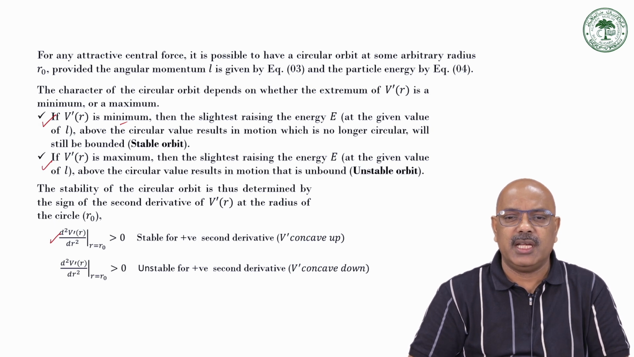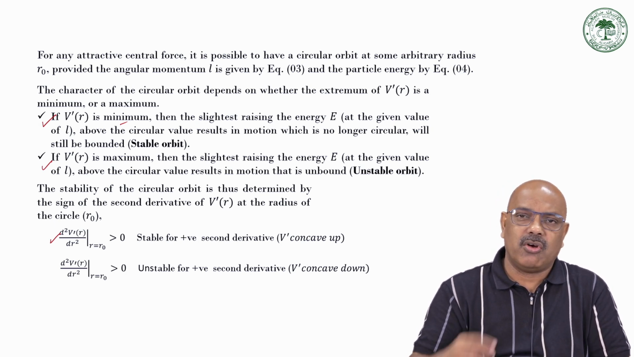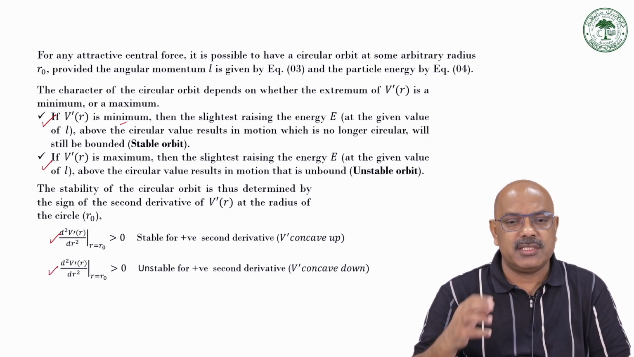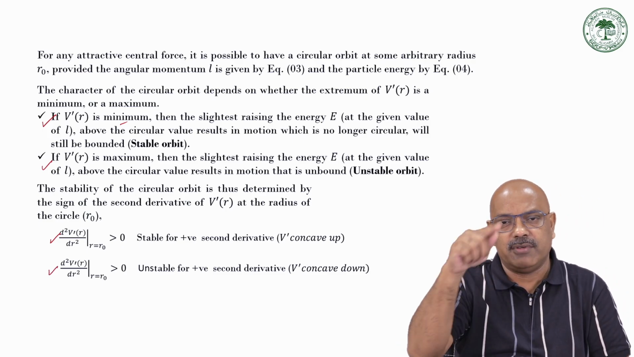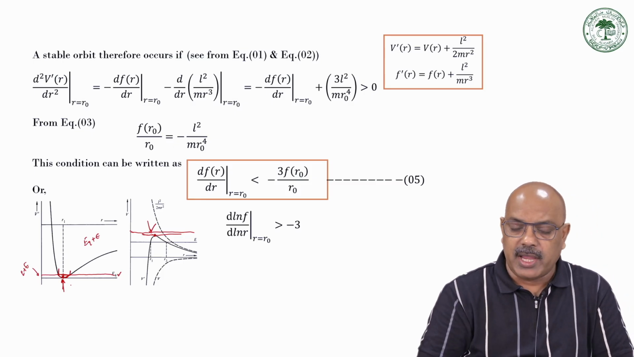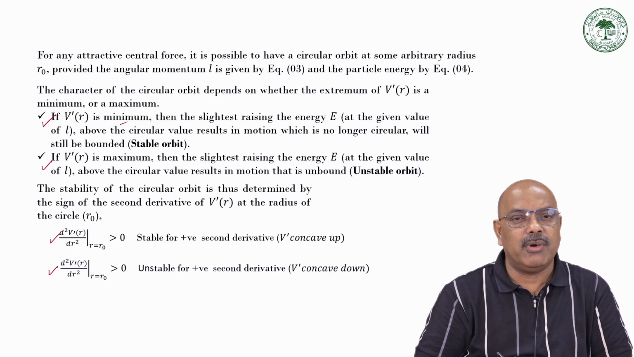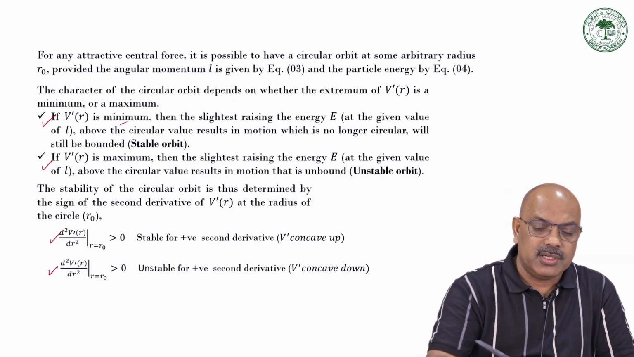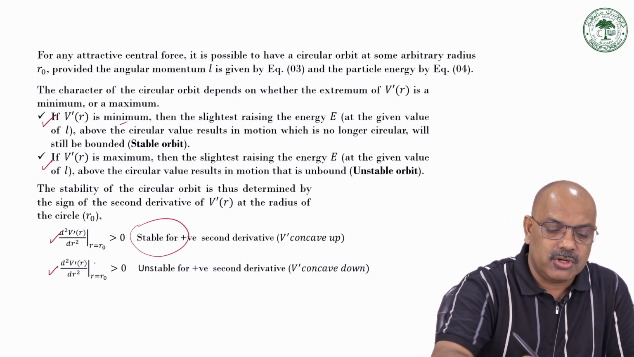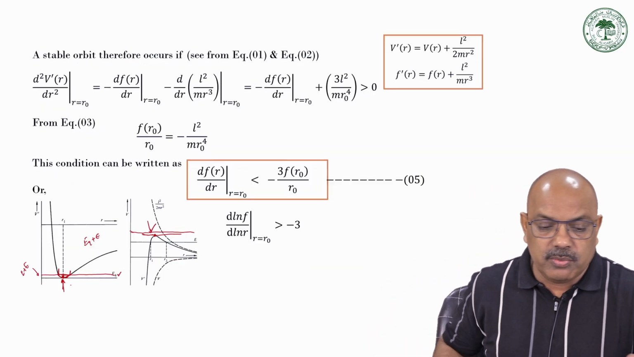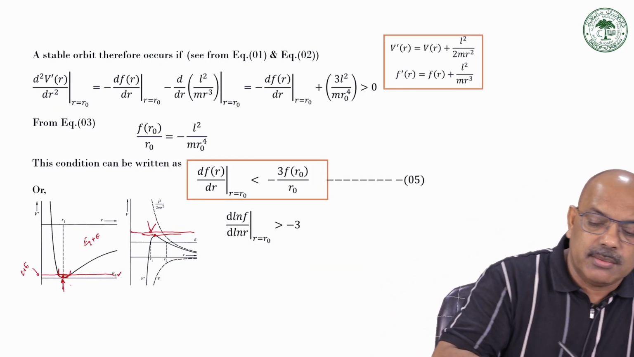For a positive second derivative of V prime, that is concave up, and for the unstable case, it is concave down. So the first is for the minimum and the second is for the maximum at r equal to r naught. So let us apply that. We want this for a stable orbit, that is d2 V prime upon dr square at r naught.